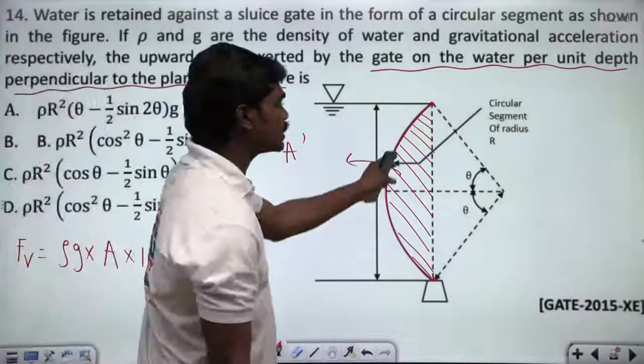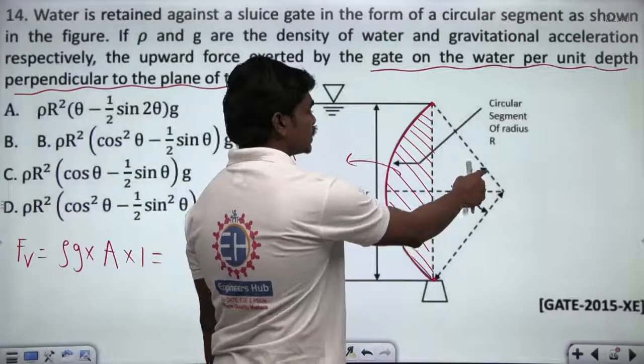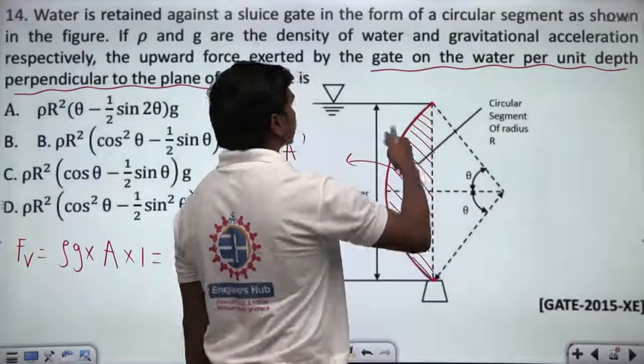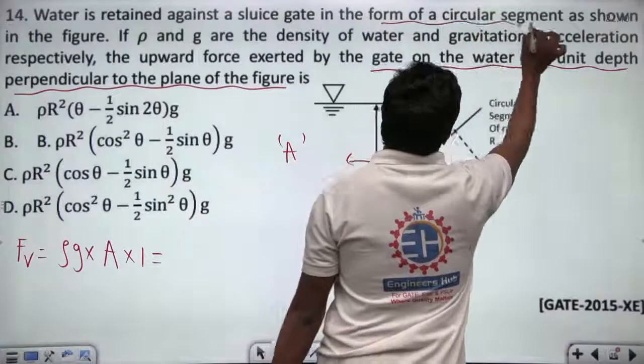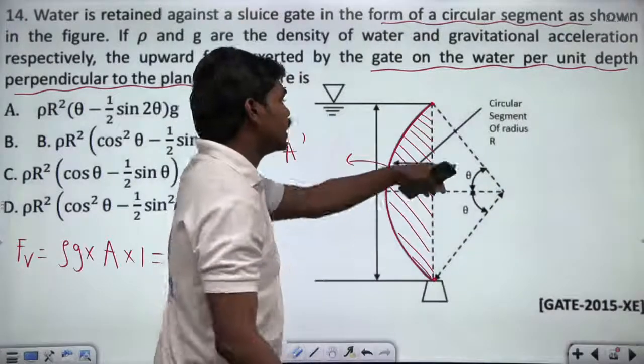Correct? So now what is this area? That is our main point of interest. Look, how to calculate this area. This is 2 theta and this is an arc of a circle. It's clearly given. It's a form of a circular segment.